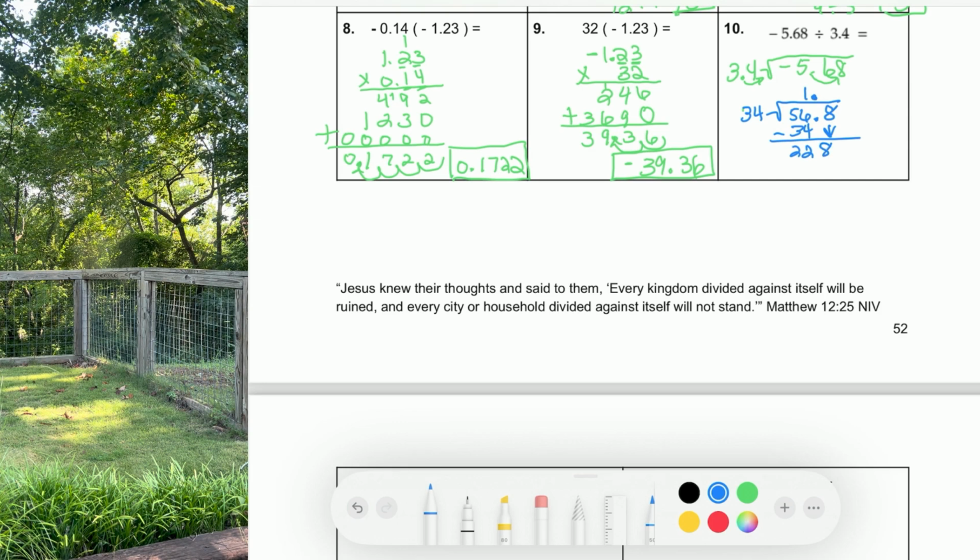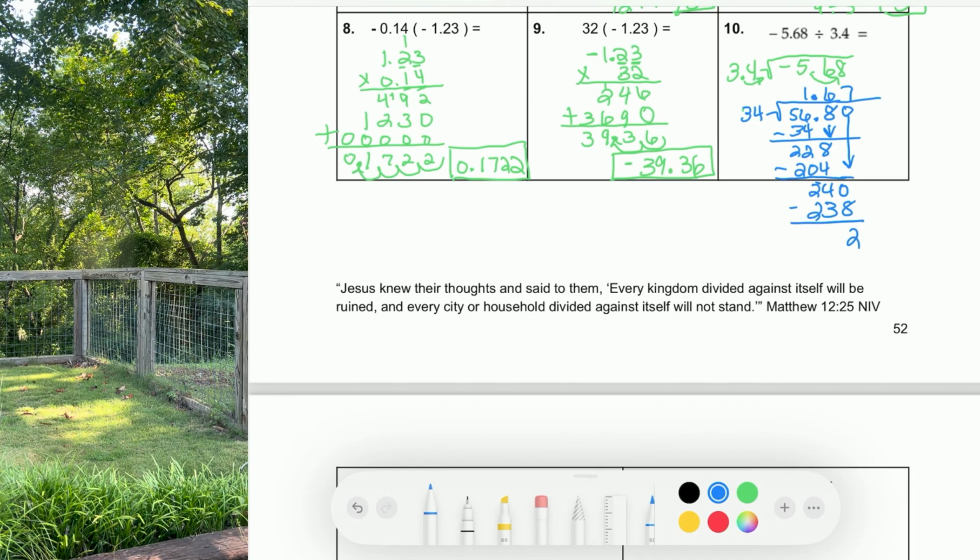34 into 228 goes 6 times. That gives us 204 here. We end up with 24. I'm going to add a 0, bring that down. I end up with 240. 34 goes into 247 times, and I get 238 with 2 left over.